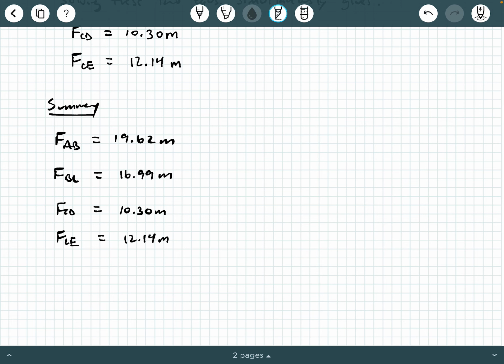Now, also, I want you to remember that all of these numerical coefficients, 19.62, 16.99, 10.3, and 12.14, all have units of meters per second squared. We mentioned that earlier, okay? So all these coefficients have units of meters per second squared, and we know that because they all came from manipulating that 9.81 meters per second squared from the very beginning, from the first step, okay?